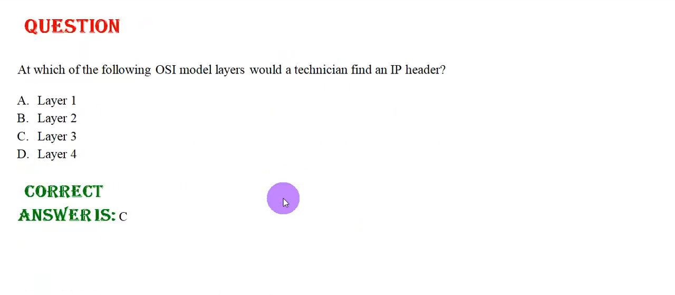Which of the following OSI model layers would a technician find an IP header? Option A, layer 1. Option B, layer 2. Option C, layer 3. Option D, layer 4. The correct answer is option C.